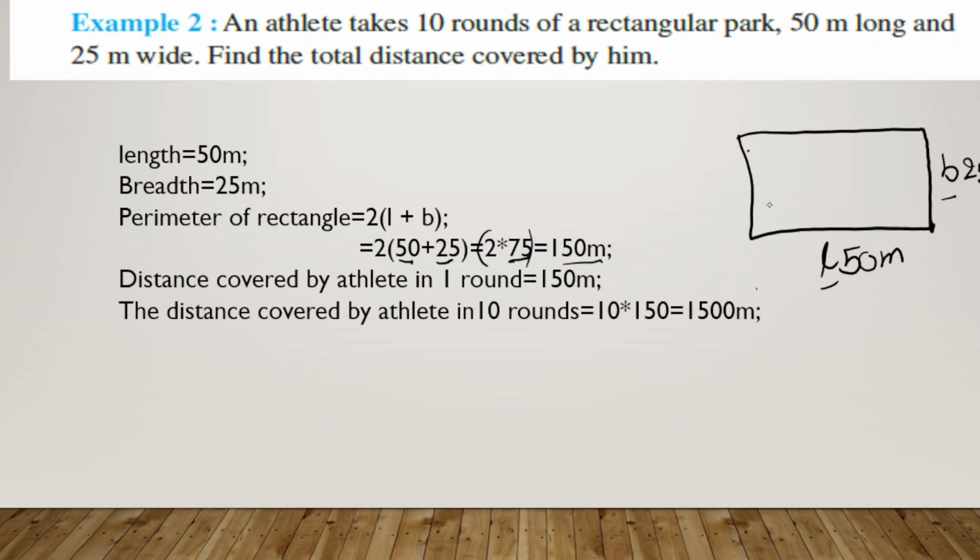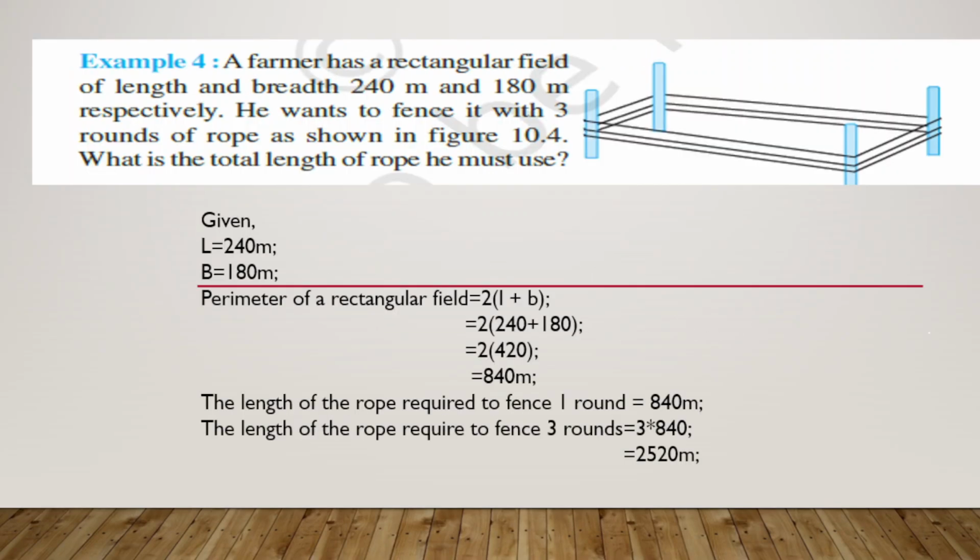This is the distance covered for one round. The distance covered by the athlete in one round is 150 meters. You need to find the distance covered in 10 rounds. So the distance covered by the athlete in 10 rounds equals, for one round it is 150 meters, for 10 rounds it is 10 into 150 meters, which is 1500 meters. So the athlete covered 1500 meters in 10 rounds.